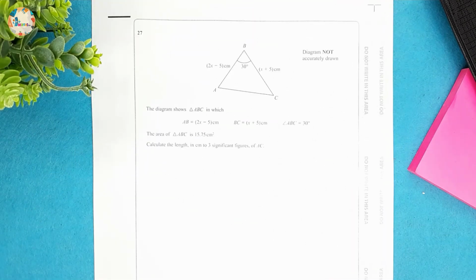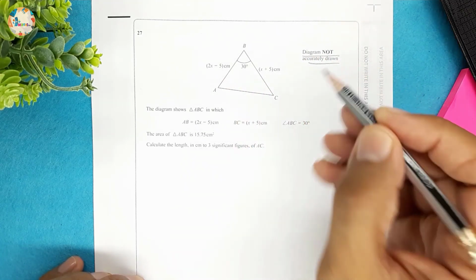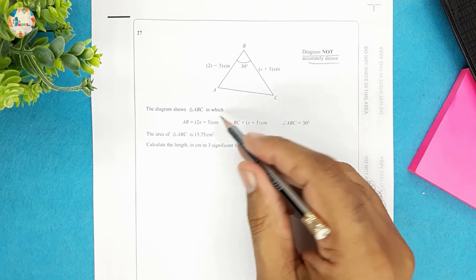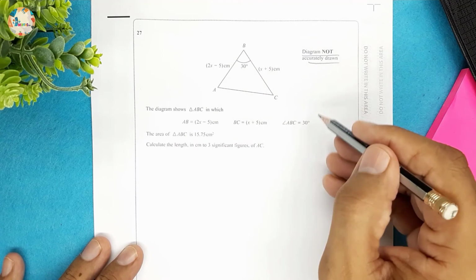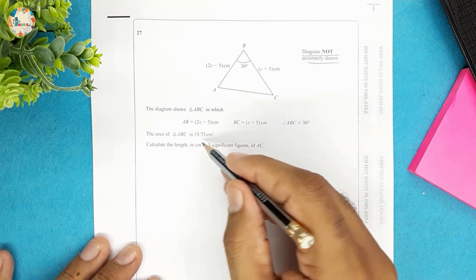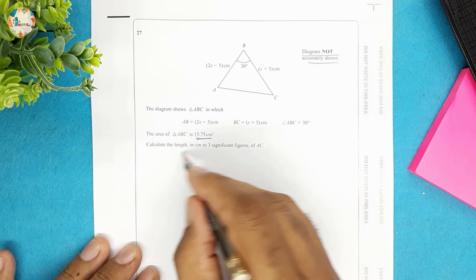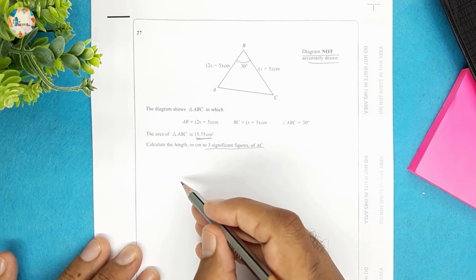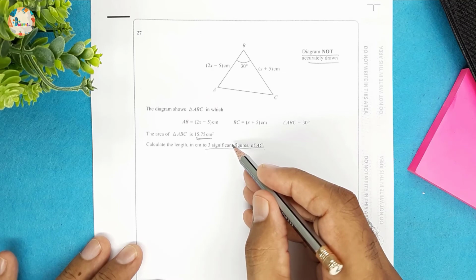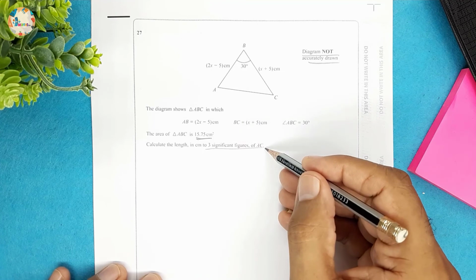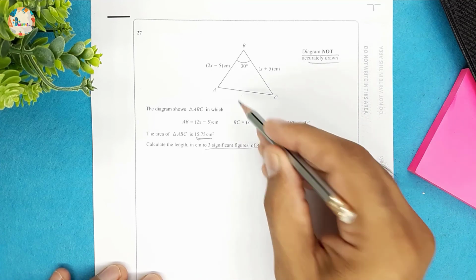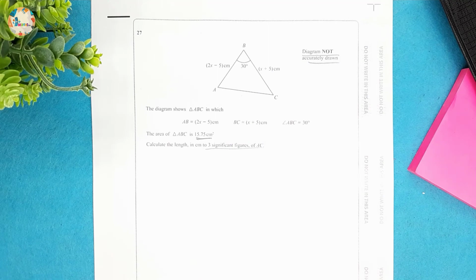Question number 27. A diagram is provided which is not accurately drawn. The diagram shows a triangle ABC in which AB is equal to this one, and BC is equal to this one. Angle ABC is provided, which is 30 degrees. The area of this is provided, and we have to find this length up to 3 significant figures. So the area is provided, and we have to calculate the length in centimeters, to 3 significant figures, of AC. This length is basically required for us.